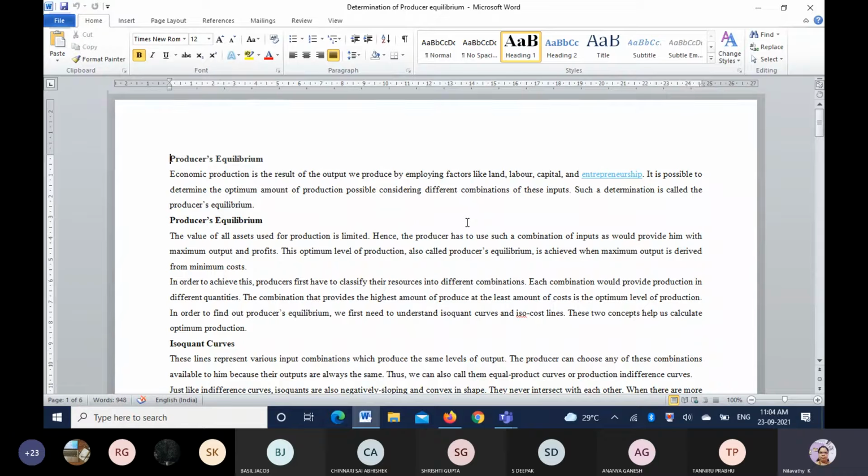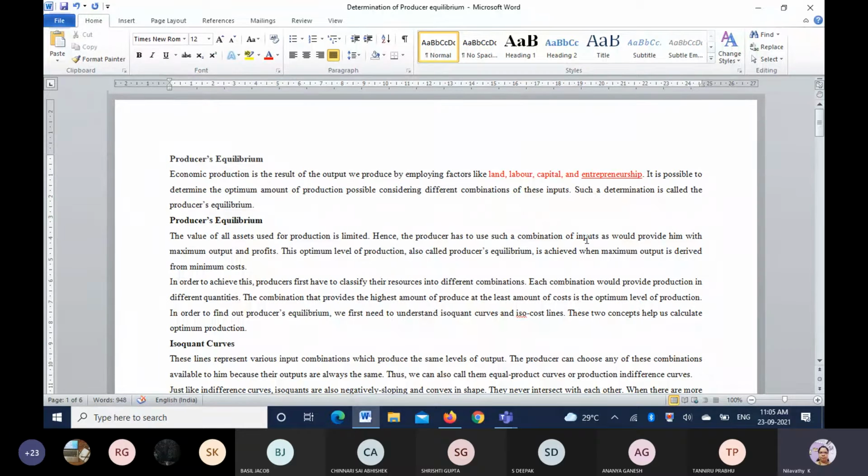When we talk about the production function, there are four factors of production, namely land, labor, capital, and organization, or entrepreneurship. These are the four important factors of production. All other things come under these only. Land is paid rent, labor is paid wages, capital is paid interest, and the entrepreneur or organization is paid with profit. These are the remunerations we pay to these factors of production.